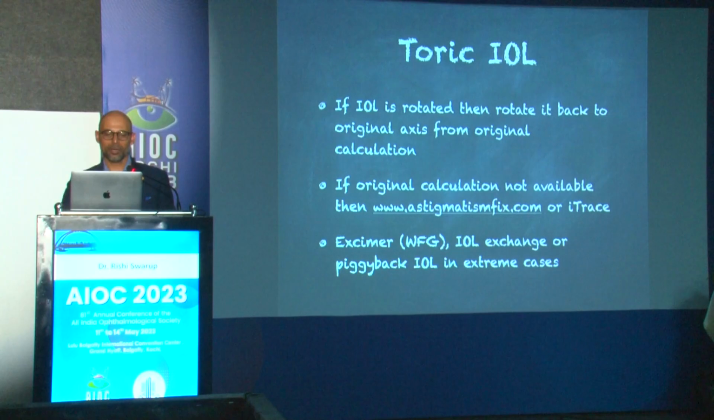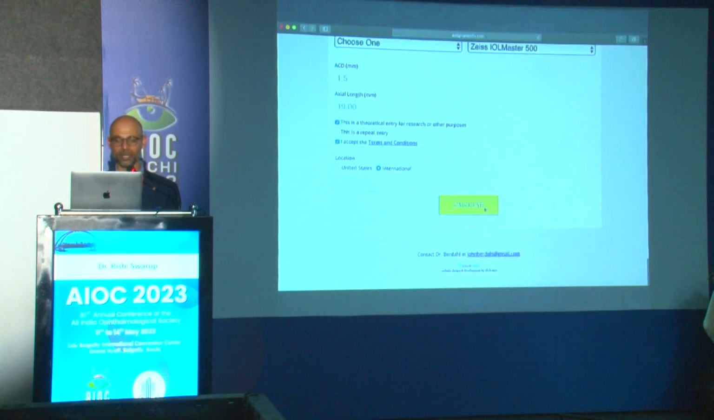If it's a toric IOL, if the IOL is rotated, then you need to go and put it back in the original axis. If you have the original calculation, just look at that and fix it. If you don't have it, you can use this thing called astigmatismfix.com, or you could use a biometry like iTrace to help you plan the rotation. Excimer laser treatment or an IOL exchange or a piggyback IOL could also be done in extreme cases.